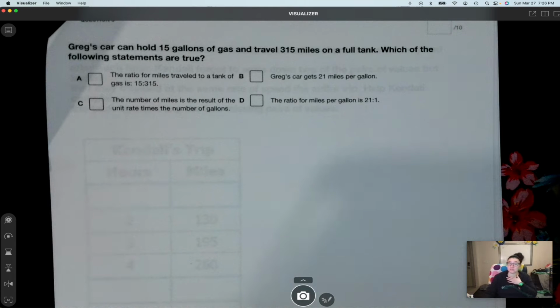This was my student's most missed question on the test. Again, this is a lot of words, it's a lot of reading. Slow down, take the time, understand what it's saying.